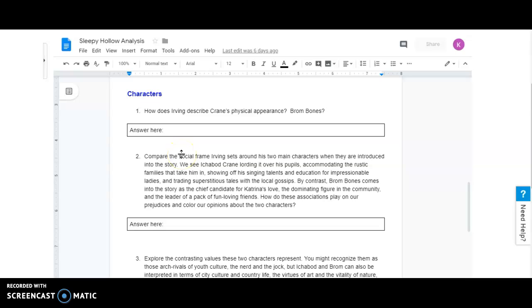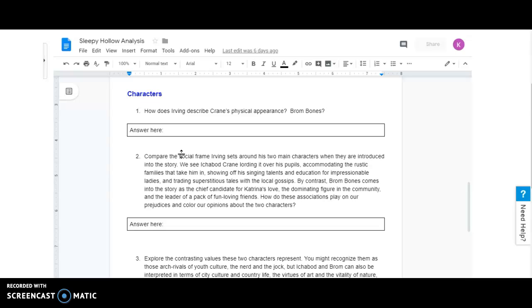Once you're done analyzing the language, you're going to analyze the characters. So I want you to explain, how does Irving describe Crane's physical appearance? How about Brom Bones? Okay, because then they're completely different. Because for question 2, I want you to compare the social frame Irving sets around his 2 main characters when they're introduced to the story.